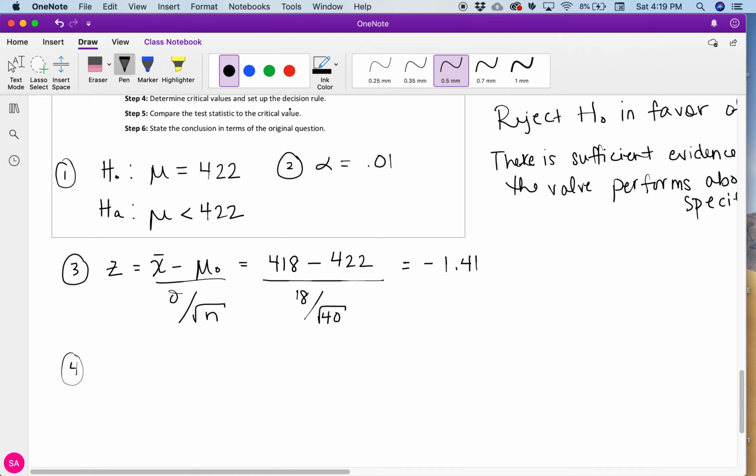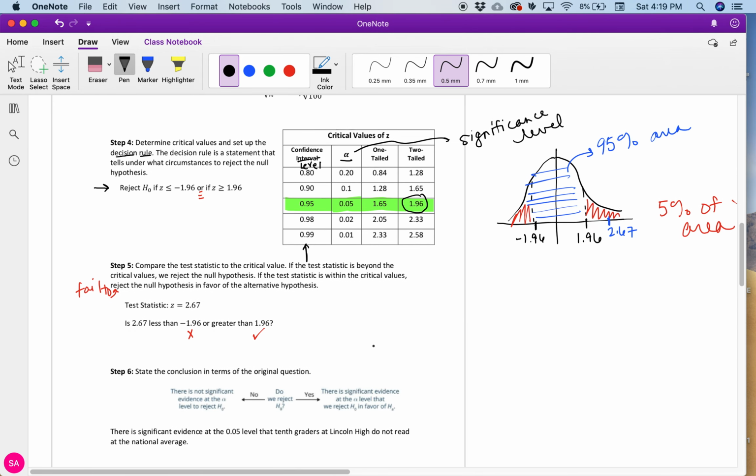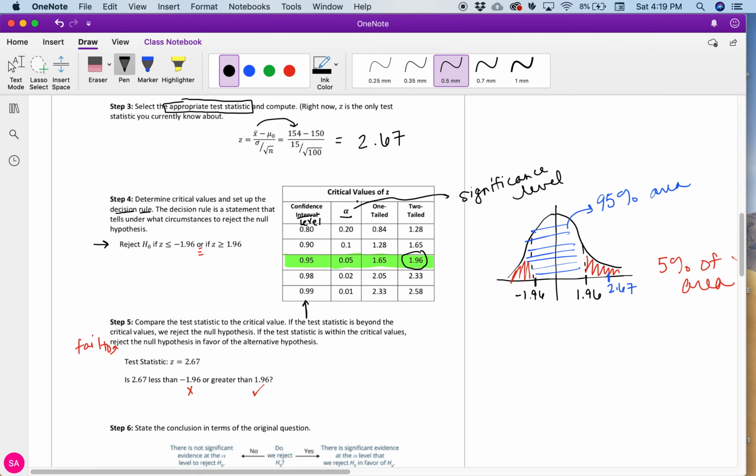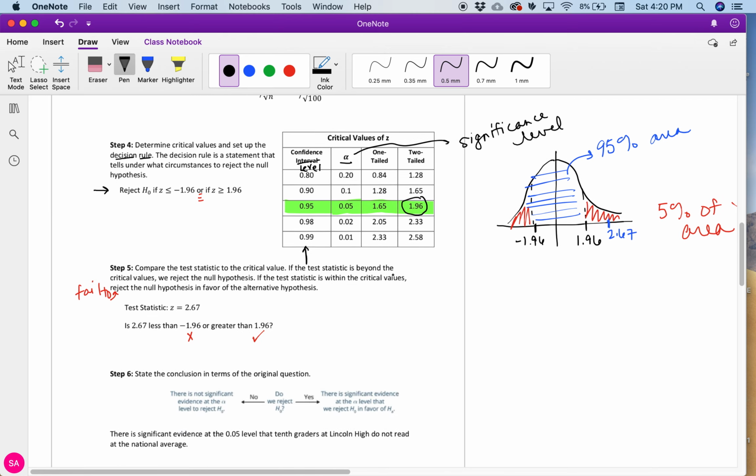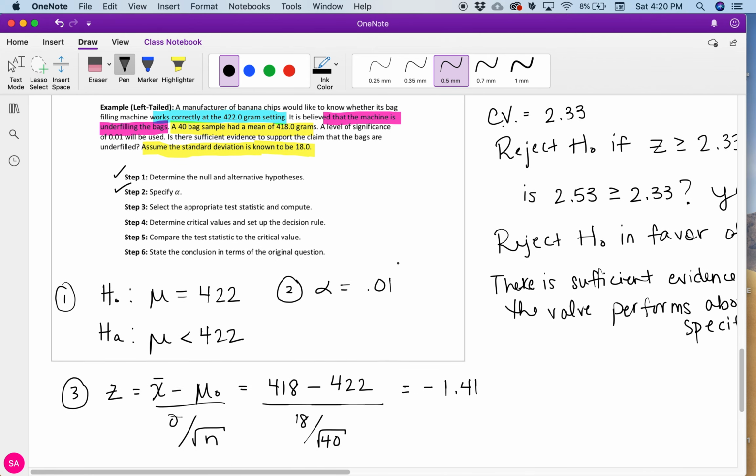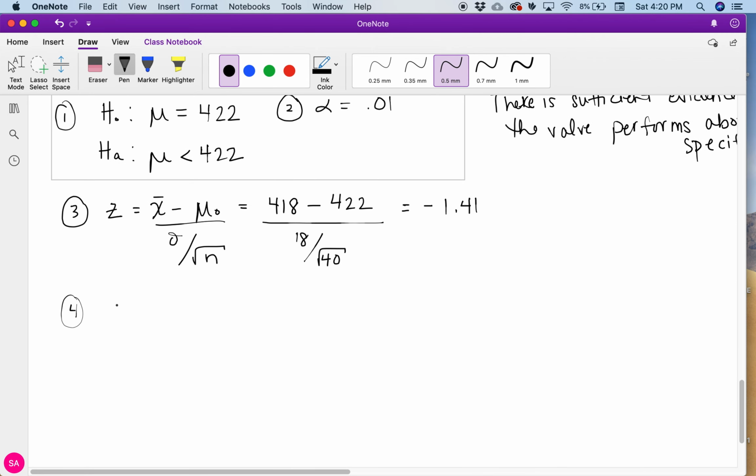Okay. Step 4. Determine the critical values and set up the decision rule. So critical values, we're going to pop back up to this table. Here we go. So we're actually working with the same significance level as the last problem, 0.01. And we're using a one-tailed test. So our Z is going to be 2.33 again, just like the last problem. However, there's going to be one small change. The critical value is not just 2.33, it's actually going to be negative 2.33. Why? Let's draw a picture.